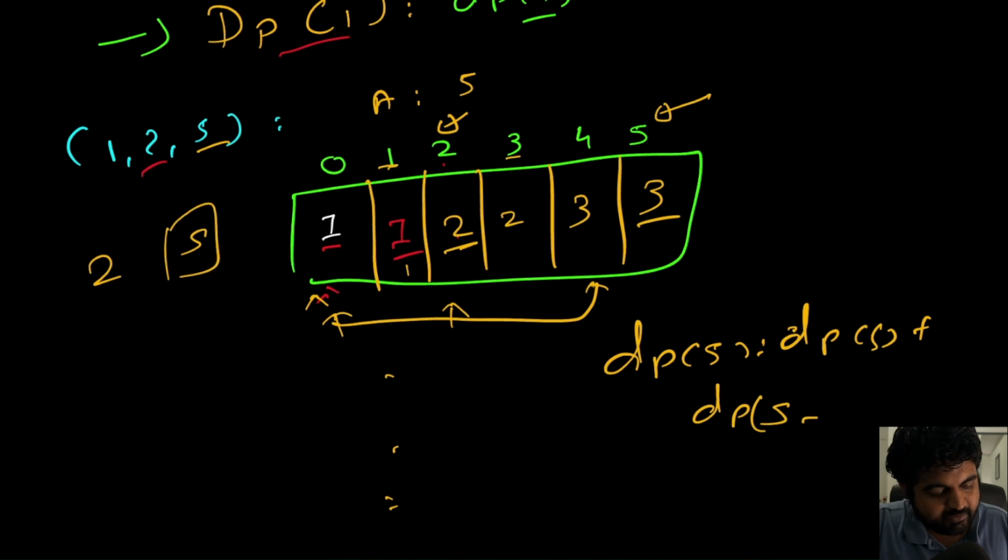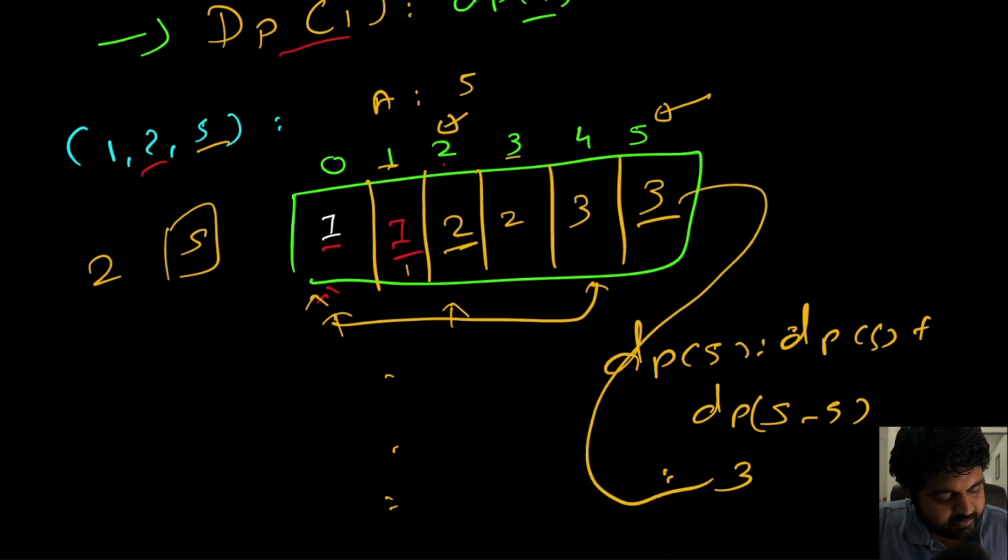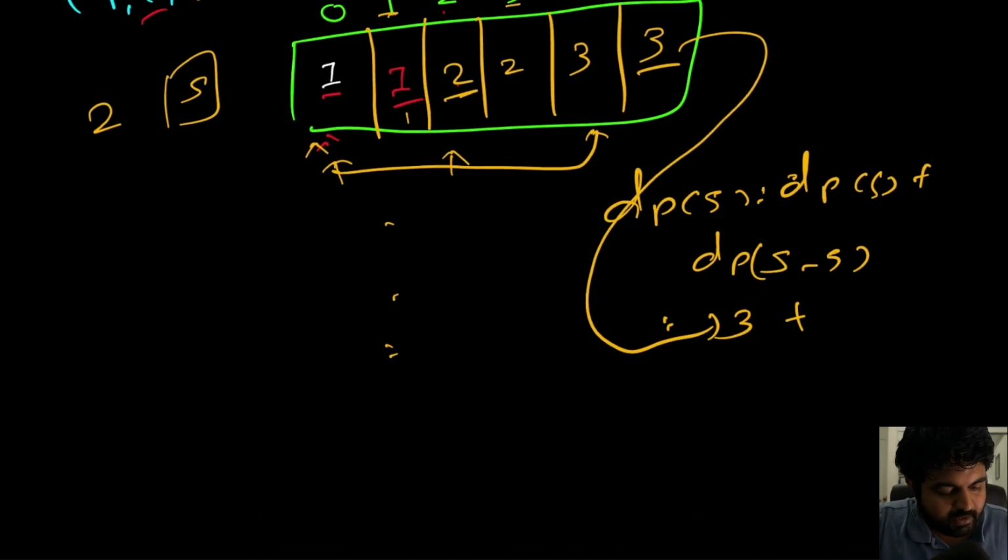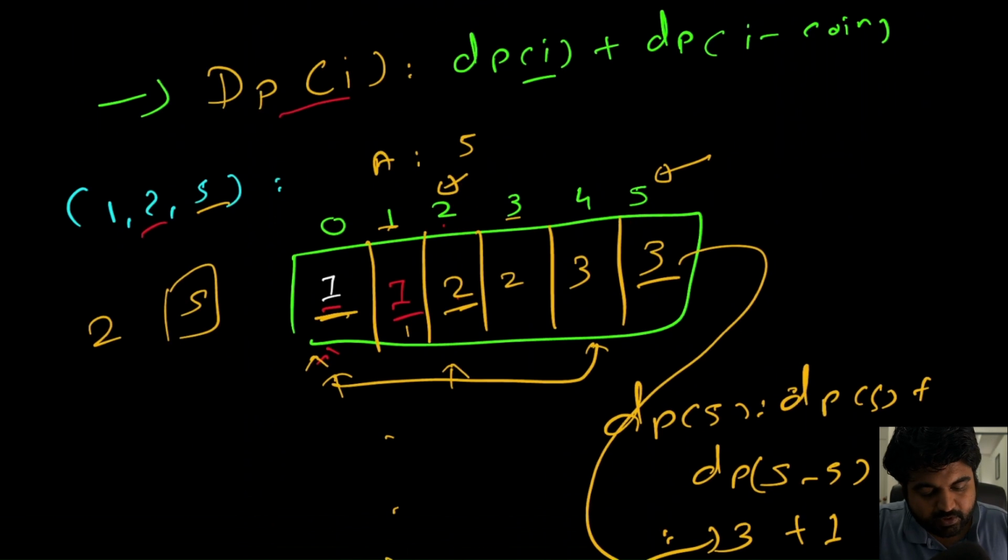So the current coin value is 5, so 5 minus 5 is going to be 0. There are three distinct ways that we took from here, plus there is going to be one distinct way that we can make amount number 5, and that is going to be over here. So the answer is going to be 4. In this case we can just mark this value as 4, and this is going to be the whole solution.